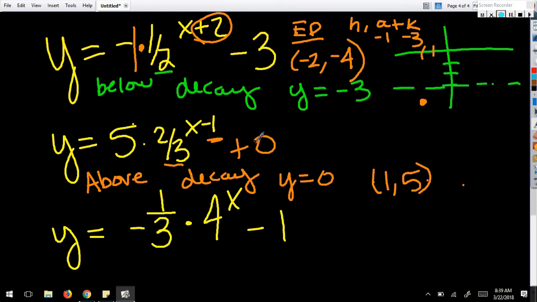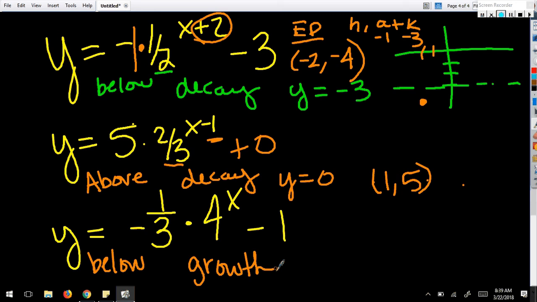Above or below? Below. But it's growth. Even though the A is negative, that has to do with above or below. It doesn't have to do with growth or decay. Because 4 is bigger than 1, that tells me it's growth.